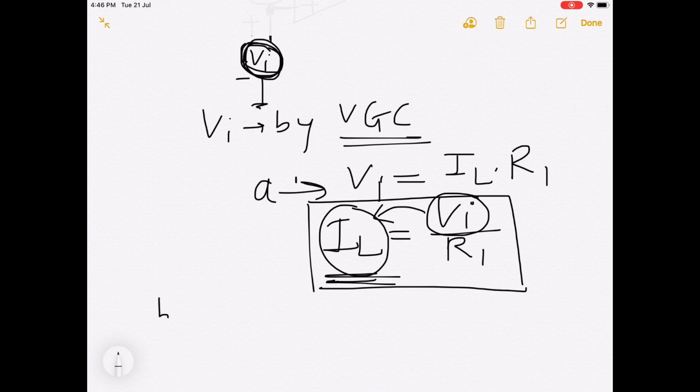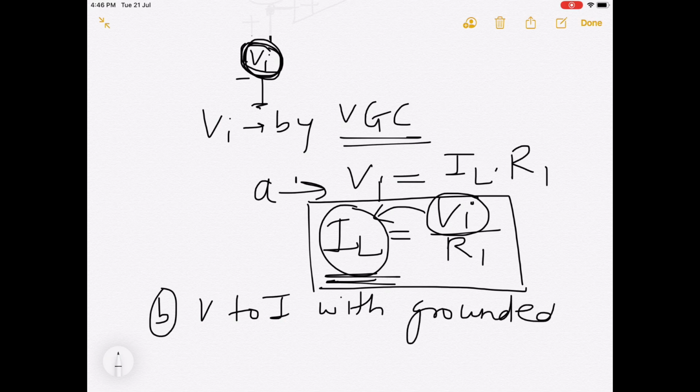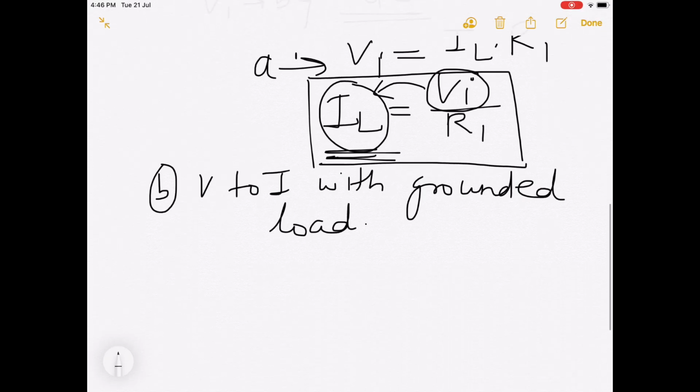Now, the second method, voltage to current converter with the grounded load. Grounded load means that one of the terminals of the load resistor will be connected to ground. So, for that purpose we have to first draw the diagram.